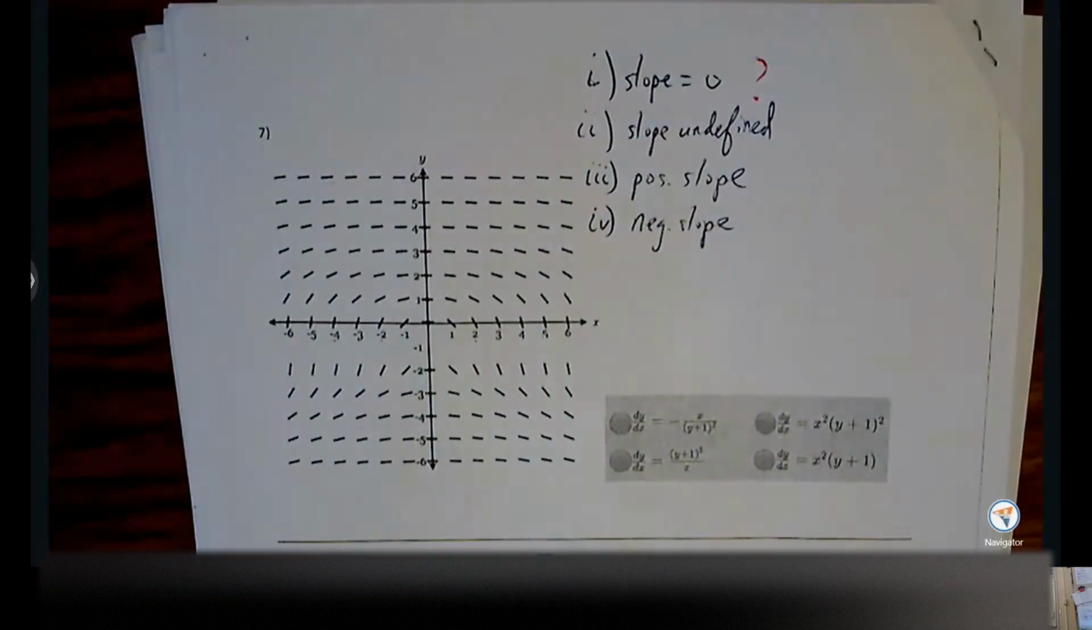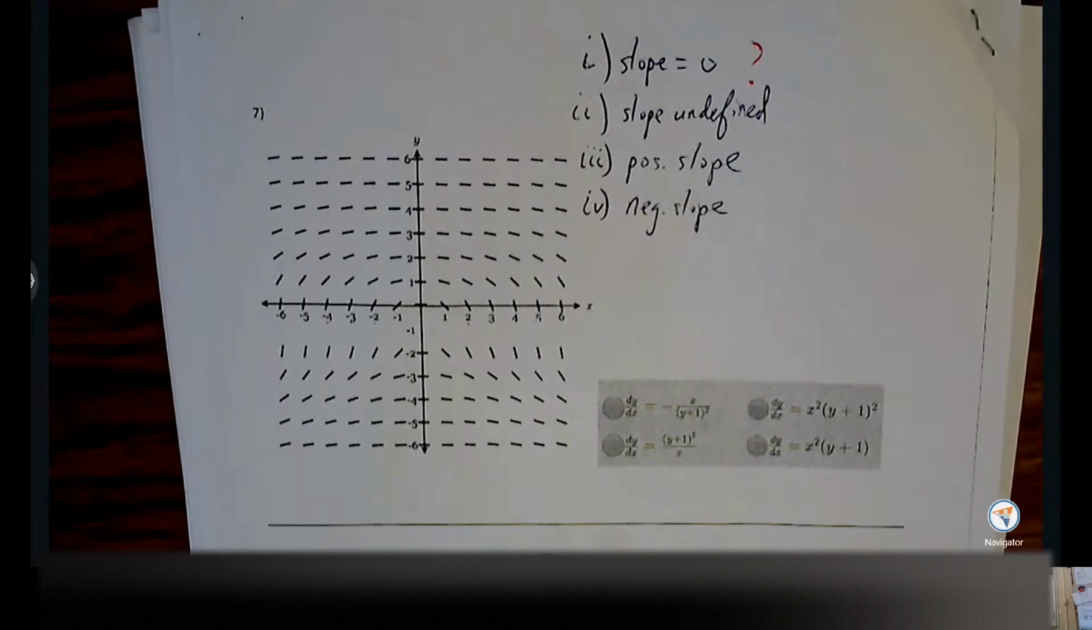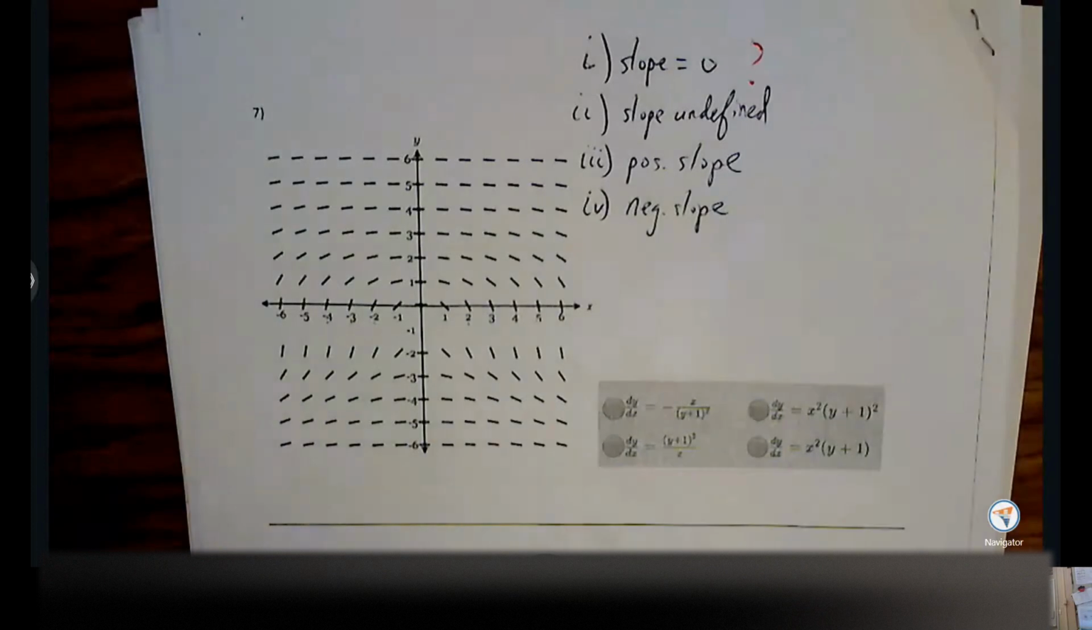Okay. What about slope undefined? Yeah, when there's nothing there. Mm-hmm. Yeah, that's it. Cam, can you hear me? I can hear you. Okay, great.